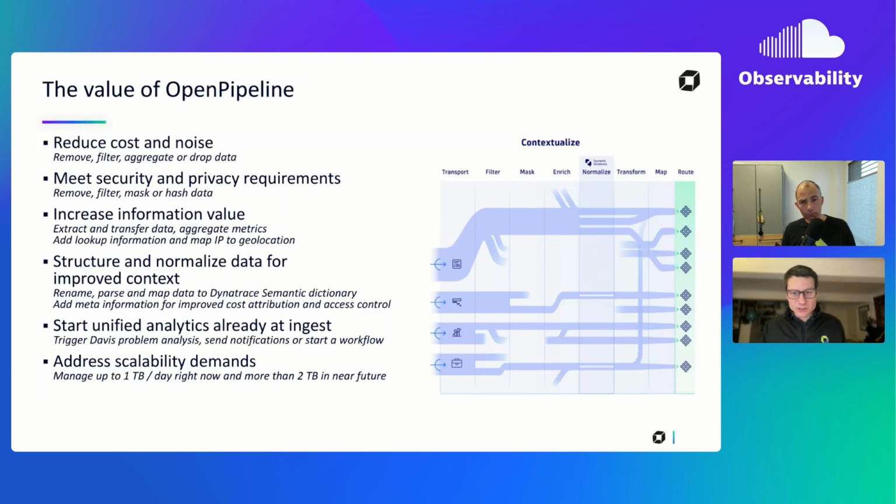And controlled in OpenPipeline. So what's the value of OpenPipeline? Why would you even go into the application or into the interface, or can also do it via API? Config as code, very important here. What can you do? So you want to reduce cost and noise in your storage. So you remove, filter, aggregate, drop data, things that are outdated, things that you're sending twice, things that are maybe, as we said already, debug logs.